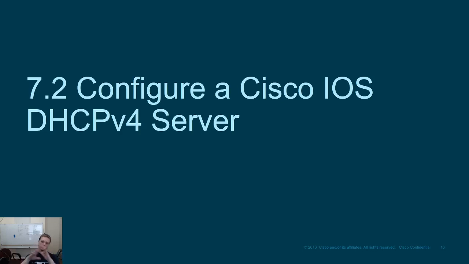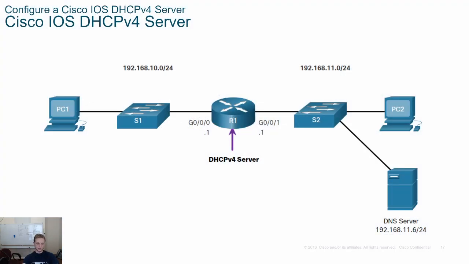Welcome back to CCNA 2. We're going to talk about configuring a DHCP server on Cisco IOS. So this is the diagram we're going to be using.